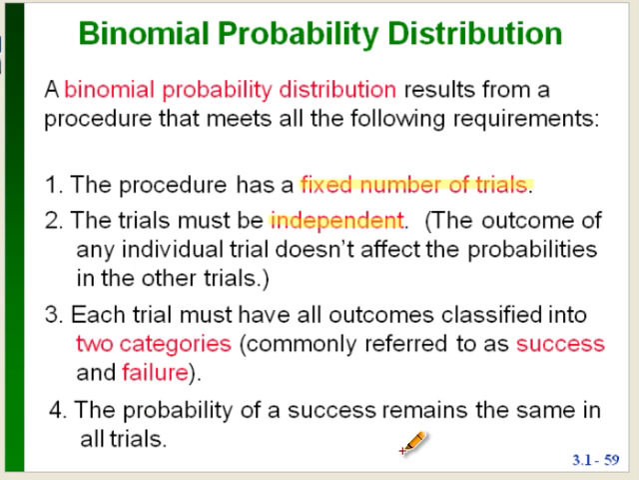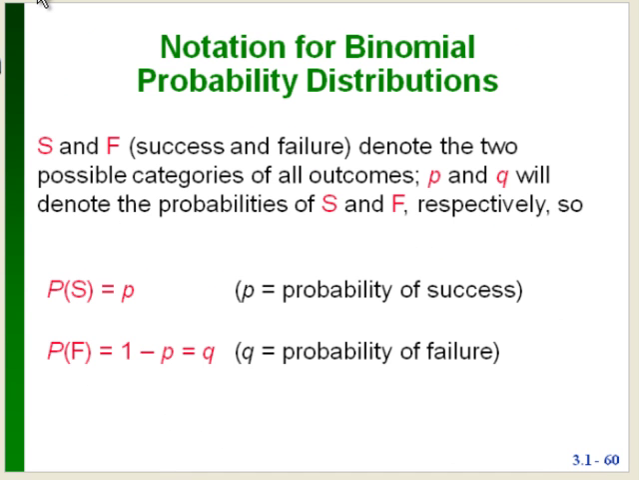And last of all, the probability of a success has to remain the same for each trial. Now what this usually means is that we sample with replacement. In other words, if we pull an M&M out of the bag, we write down whether it's red or not, we put it back in the bag. That way the next time we have the same exact number of M&Ms in the bag as we had in the first trial.